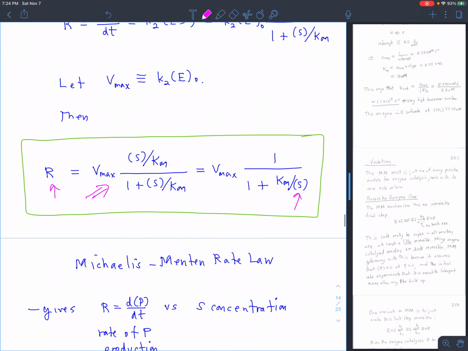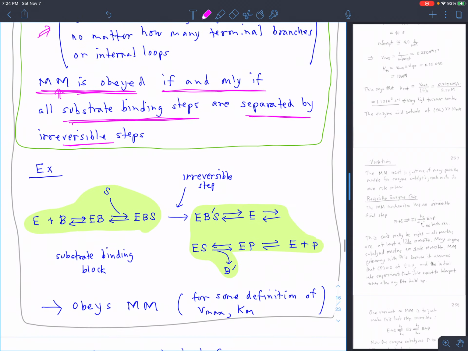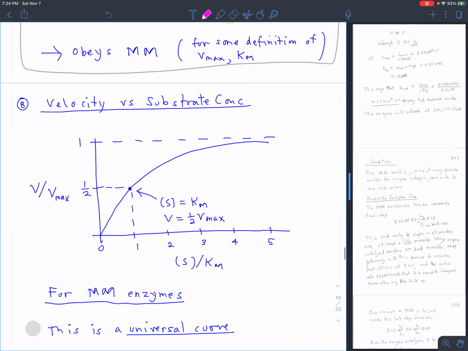Long way up, here it is. If S is equal to Km, then this is a 1. And you've got 1 plus 1 in the denominator here, that's 1/2. And so when S is equal to Km, when the substrate concentration is equal to the Michaelis constant, then the velocity, the rate of reaction, is equal to half of Vmax.